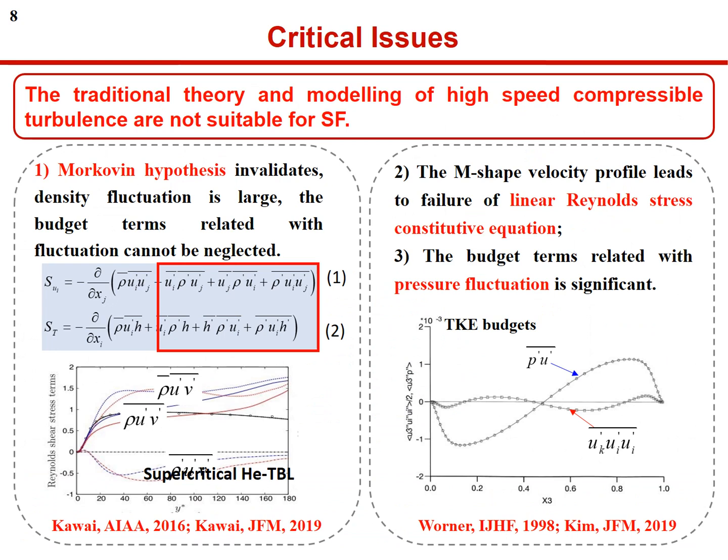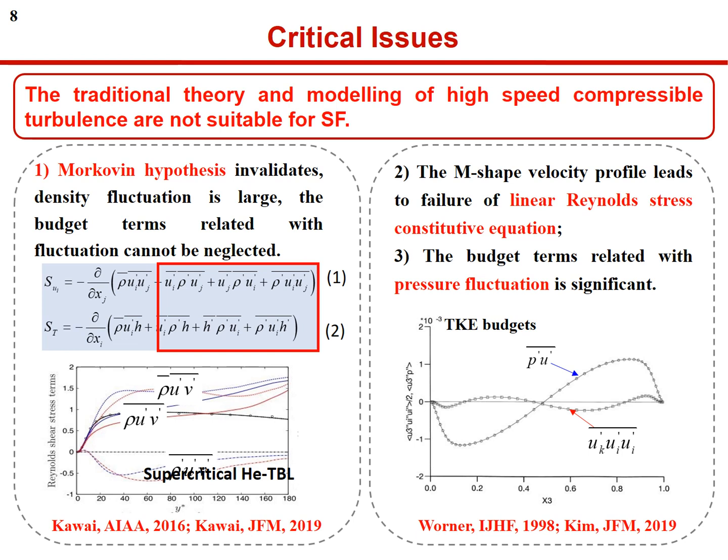We summarize here why the traditional modeling theory of compressible turbulence for high-speed flow is not suitable for supercritical fluid, leading to large errors. First, density fluctuations play a significant role in the turbulent transport. The biggest terms related to the fluctuation described in the following equations cannot be neglected.